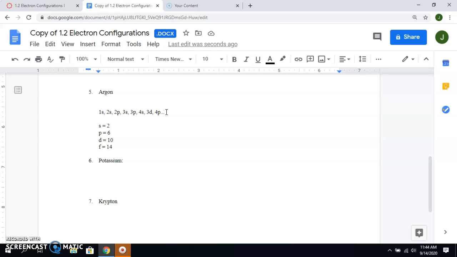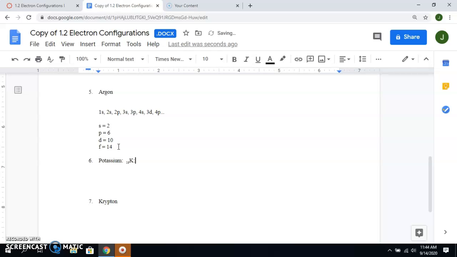As far as what we do with this, remember you always have to work from left to right and fill up any of those previous sublevels before spilling any electrons over to the right to subsequent sublevels. And each sublevel can hold this number of electrons respectively. S can hold 2 electrons, P can hold 6 electrons, D can hold 10 electrons, and F can hold 14 electrons. Now again, let's take a look at the example of potassium.